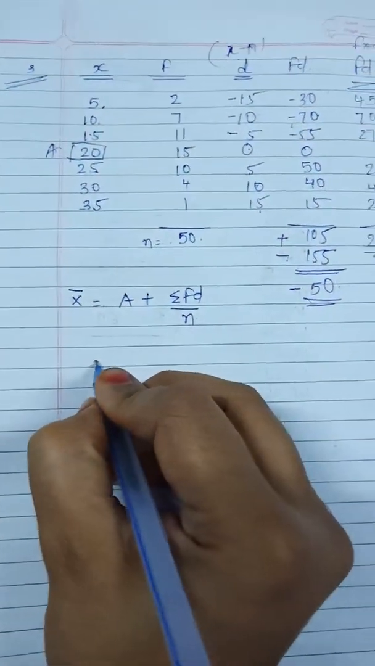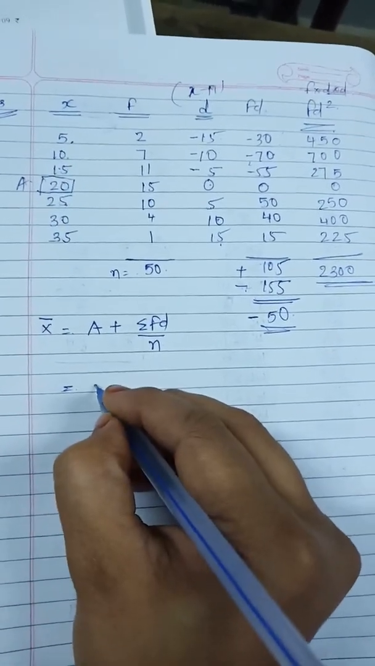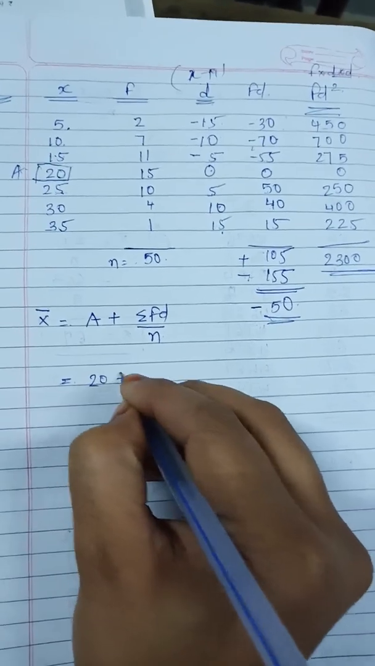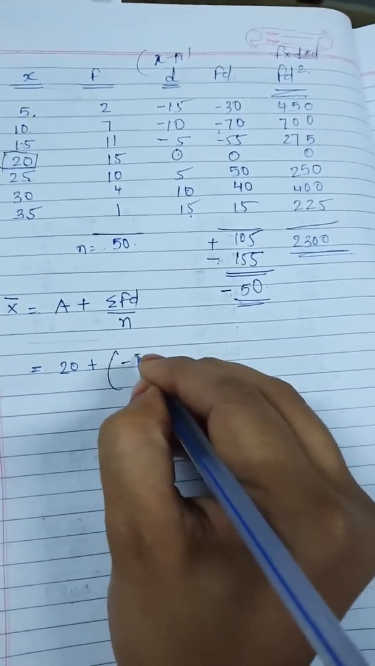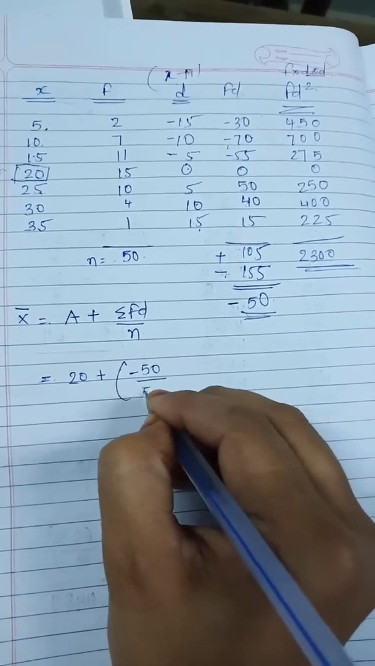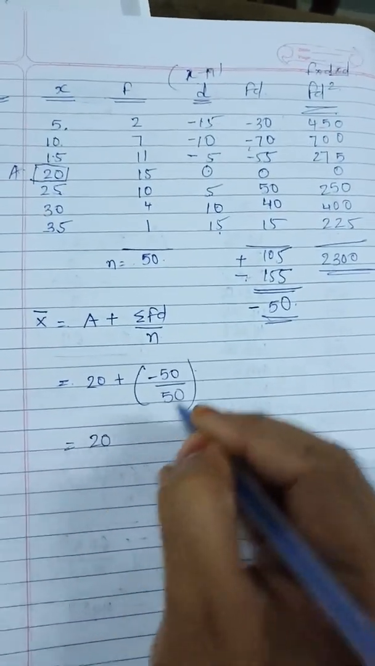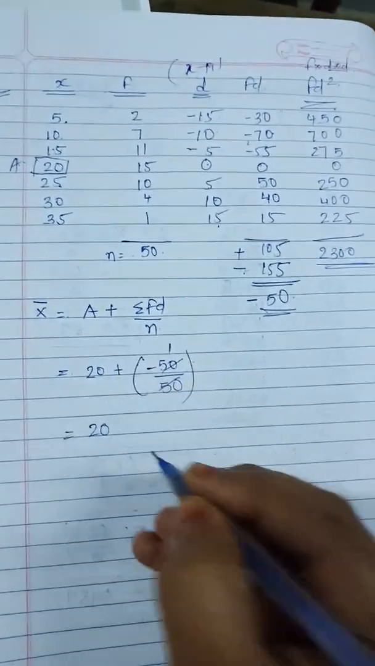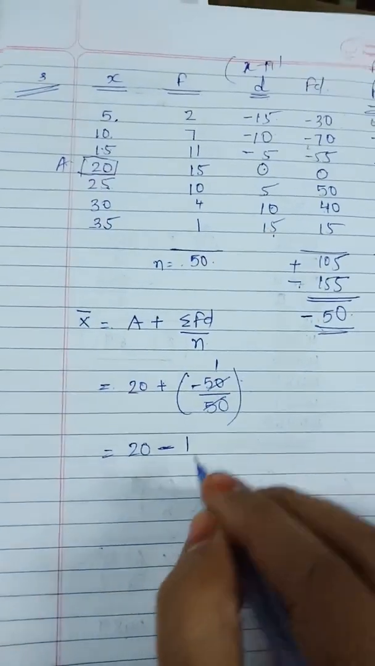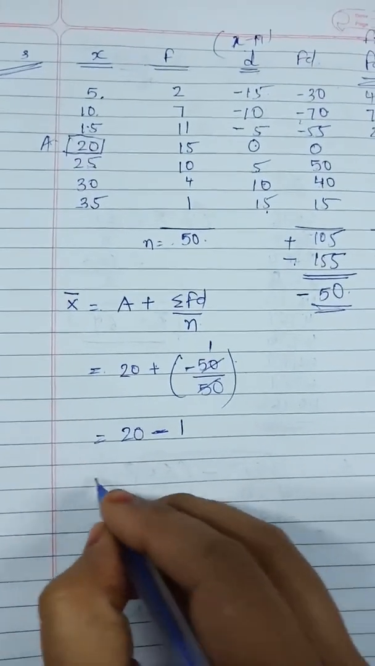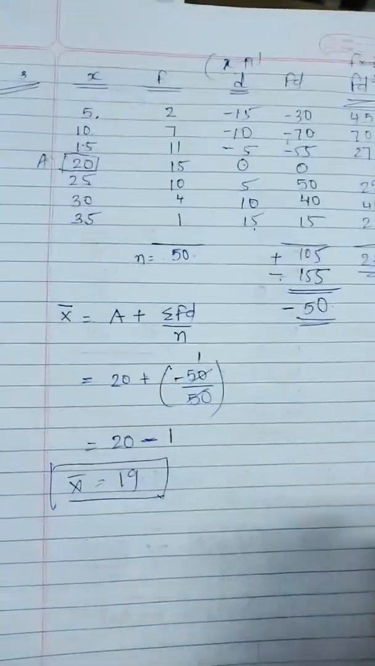Now we will find the mean. First thing, the mean is A, 20, plus sigma FD, that is minus 50, divided by 50. So that comes to 20. 50, 50 cancel, 1 remains, so plus minus minus 1. So here the mean is 19.